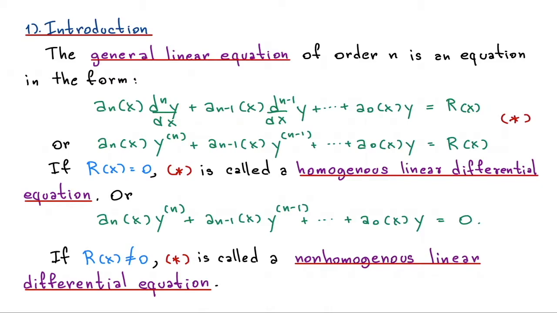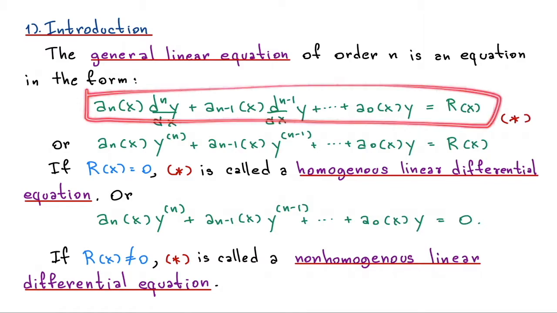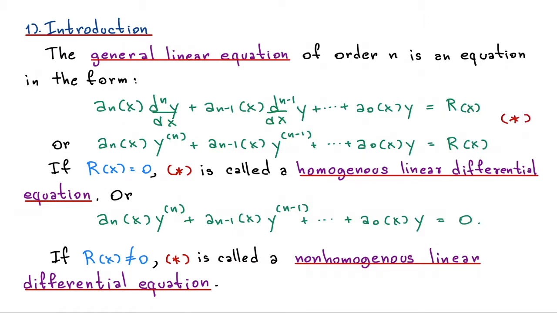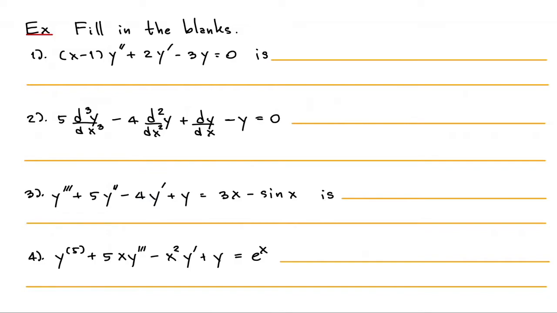Just to sum it up, the linear equations are the equations in these forms, where the coefficients are only functions of x, no y, and R(x) is a function of x as well. If R(x) is 0, we call the equation a homogeneous linear differential equation, and if R(x) is not 0, we call the equation non-homogeneous. Let's look at some examples.